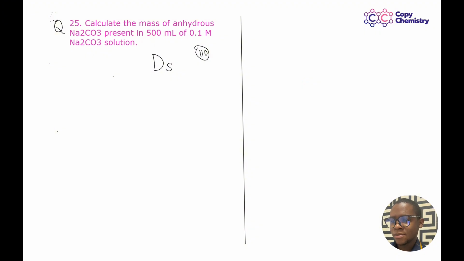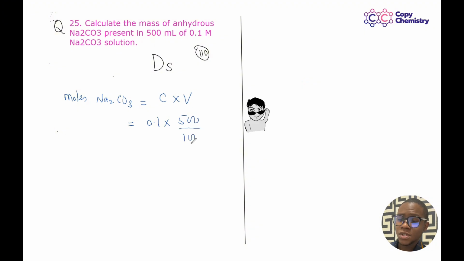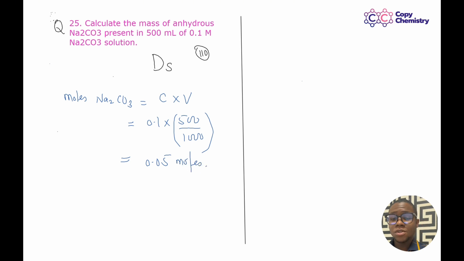So to calculate the mass, what do we do here? First off, the moles of Na2CO3 should be equal to the concentration multiplied by volume. The concentration is 0.1 and the volume is 500 over 1,000. I have to divide it by 1,000 so that I convert it to liters. I hope this makes sense. So if you do that, you will get 0.05 moles. That is the moles of Na2CO3 that you have there.